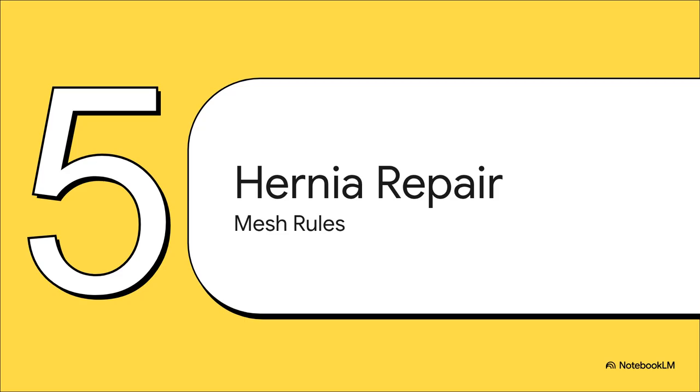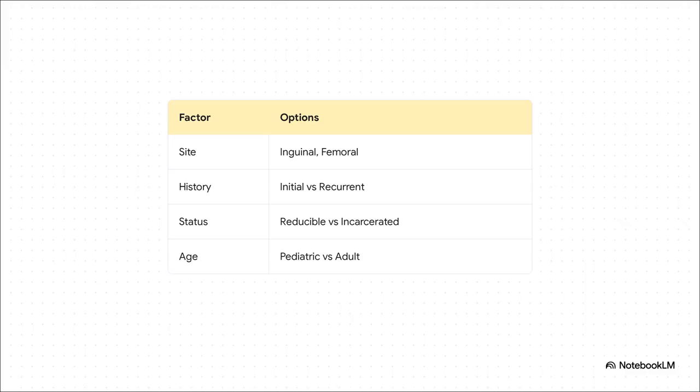Section 5, Hernia Repair and Mesh Rules. Spanning codes 49491 to 49659, this is easily one of the most variable-heavy areas you're going to face on the CPC exam. To nail the correct hernia code, you have to extract 4 essential variables from the clinical scenario. Number 1, the anatomical site. Is it inguinal, femoral, umbilical, ventral, or incisional? Number 2, the patient's history. Are we looking at an initial repair or a recurrent one?